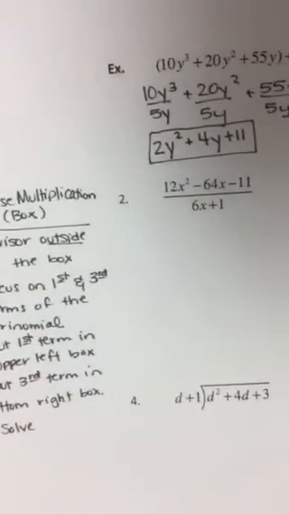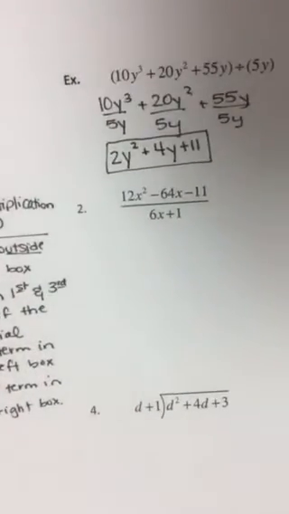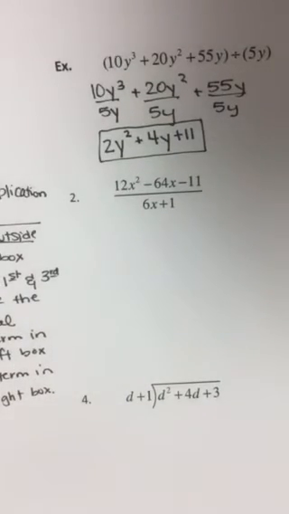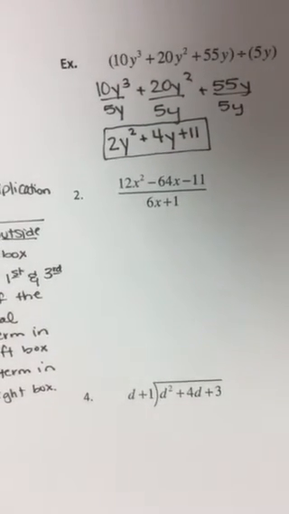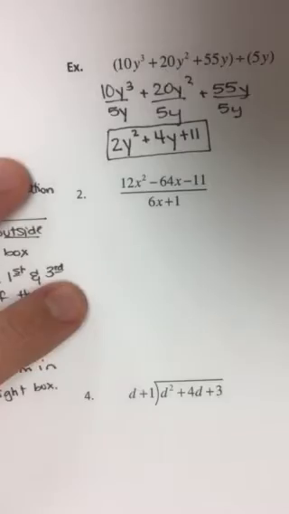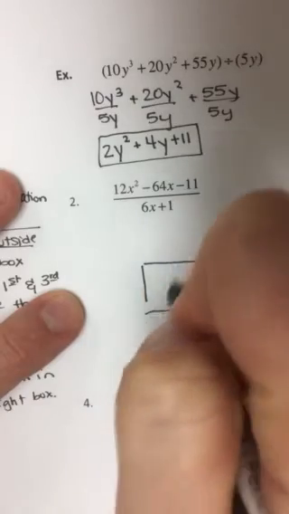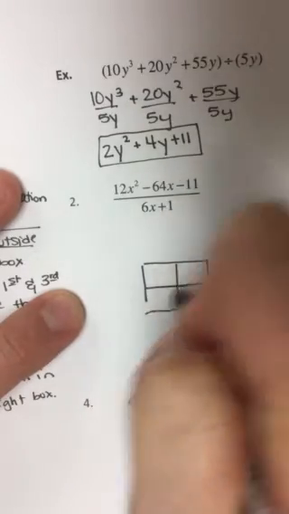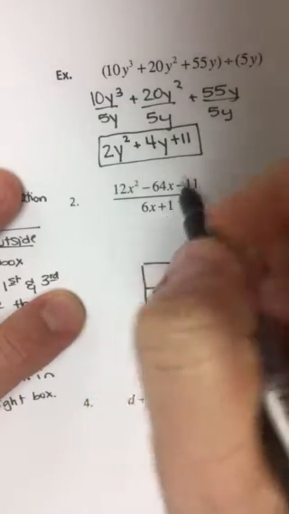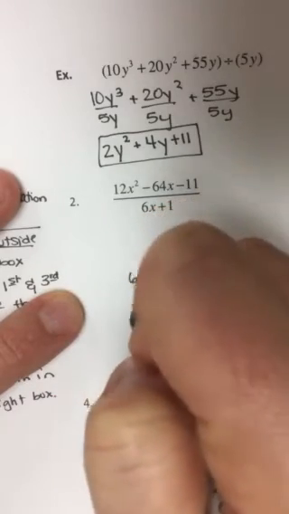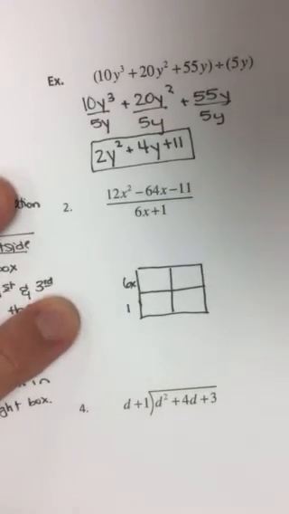So in a problem like number 2, I do the same thing, all right? Remember, at any time during the video, pause it so that way you can try it yourself, fast forward, do whatever you need to do, all right? So when I create my box, my divisor in this case is this 6x plus 1. So I got a 6x and a positive 1 outside.